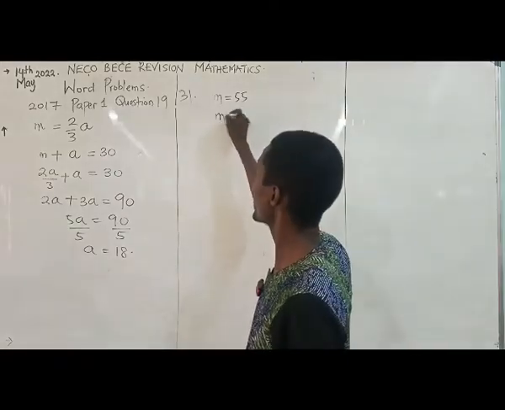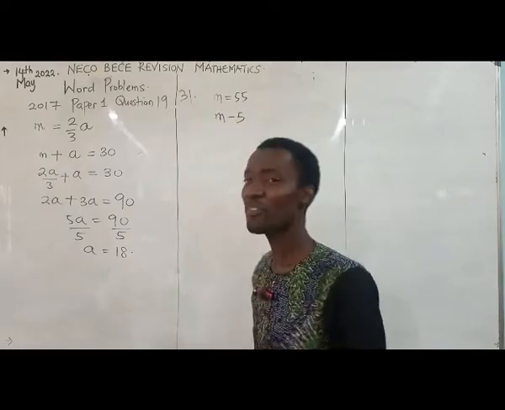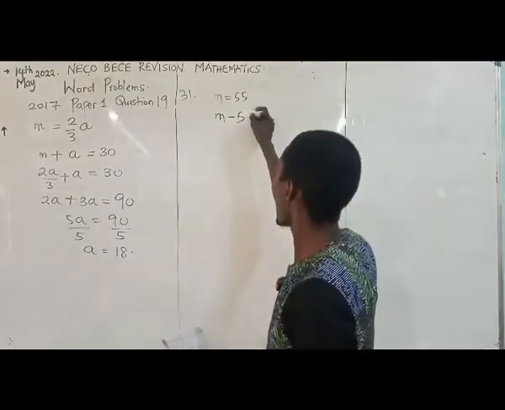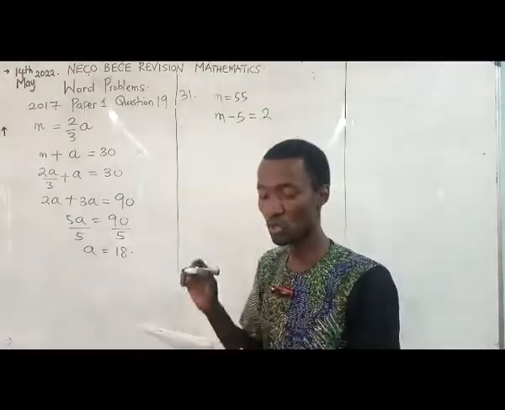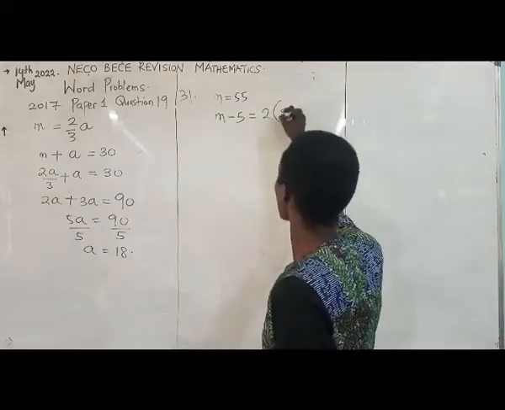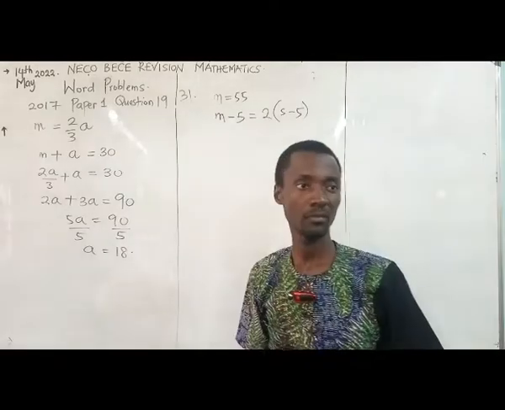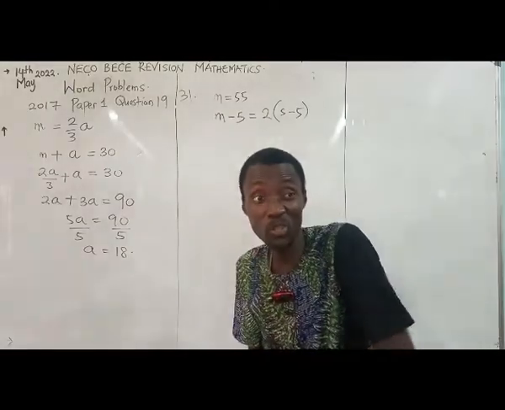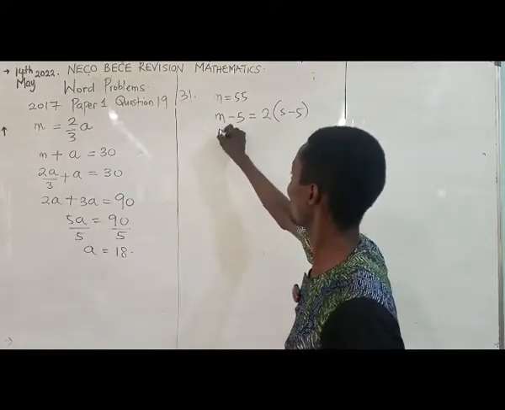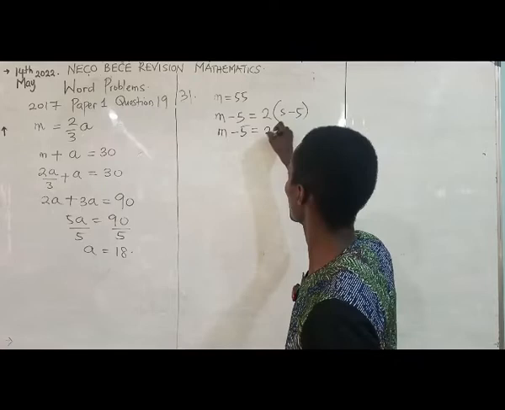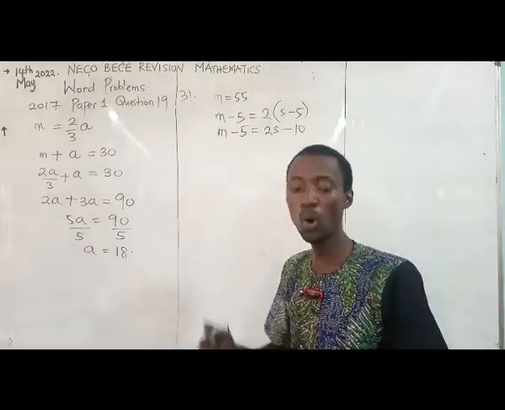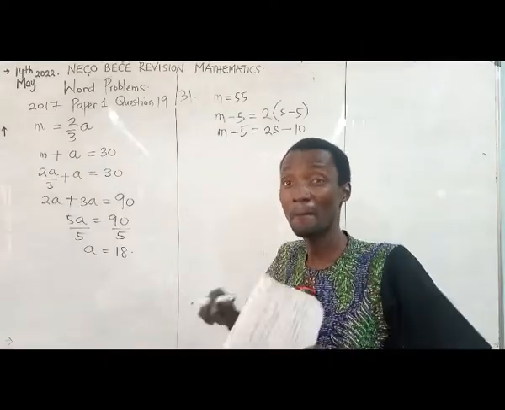It means that his age minus 5. 5 years ago means back. Remove 5 years from that, and that will give you twice his son's age. What was his son's age 5 years ago? It will be the son's age minus 5. You're not talking of the son's age now, you're talking of the son's age 5 years ago. So with that, you're going to have that M minus 5 is equal to 2S minus 10.